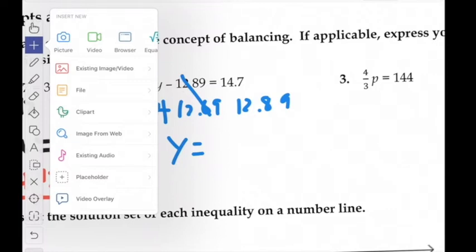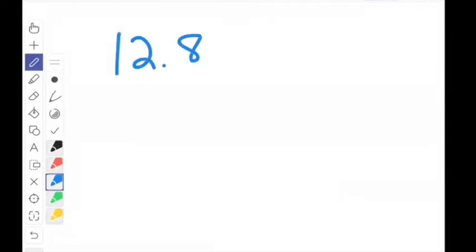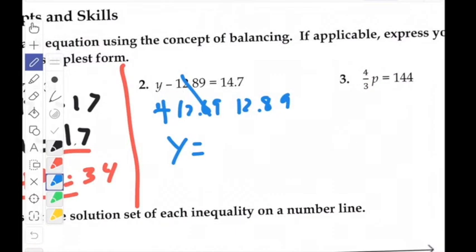So let's just go to a new page, and I'll show you what I mean. Oop, wrong thing. Sorry. So we have 12.89, or 89 hundredths, plus, I believe it was 14.7. Let's go back and double check. Yep. Okay.